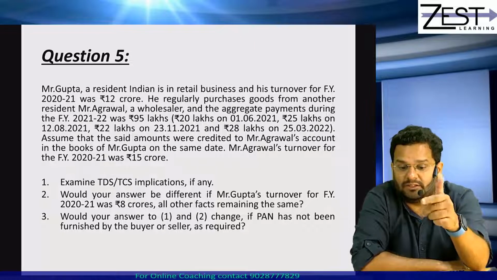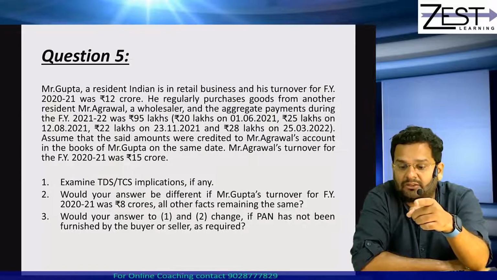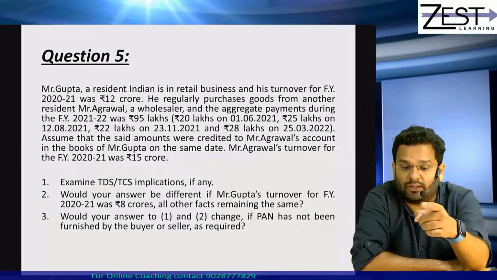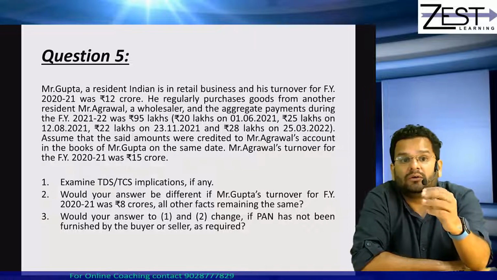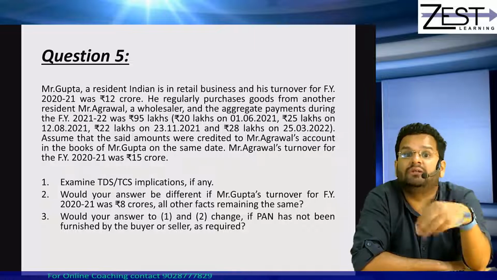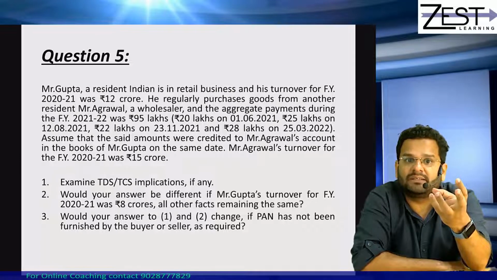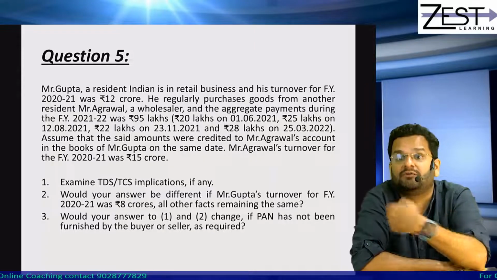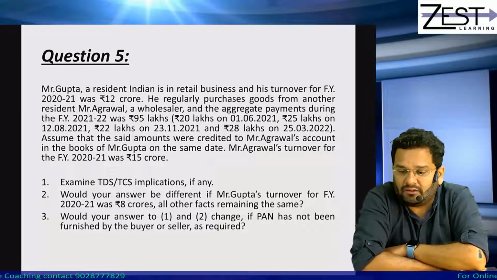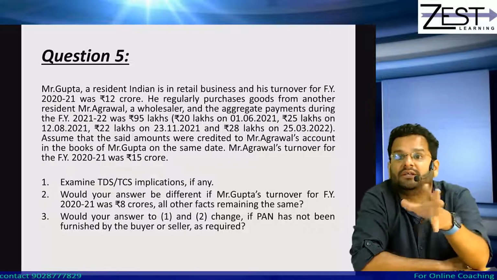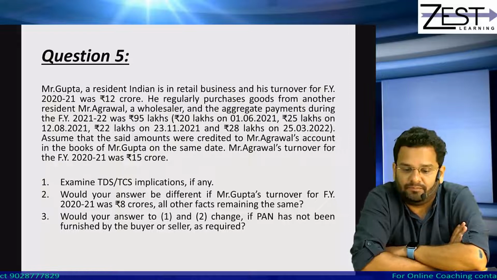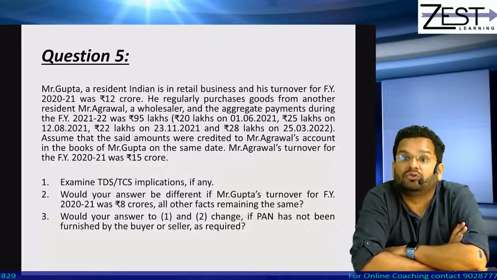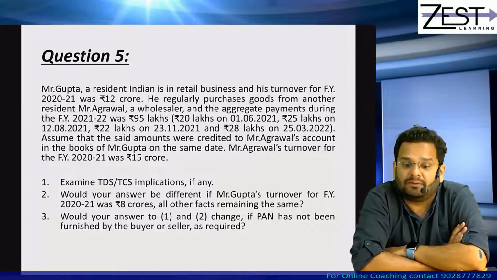Details of purchase are given in bracket. Check. 20 lakhs on 1st June, 25 lakhs on 12th August. अब देखो, these provisions apply only and only when purchases from that party exceed 50 lakhs. So if you check 20 lakhs plus 25 lakhs till 12th August, TDS provisions have not become applicable. 22 lakhs on 23rd November 21. So now will TDS provisions apply?